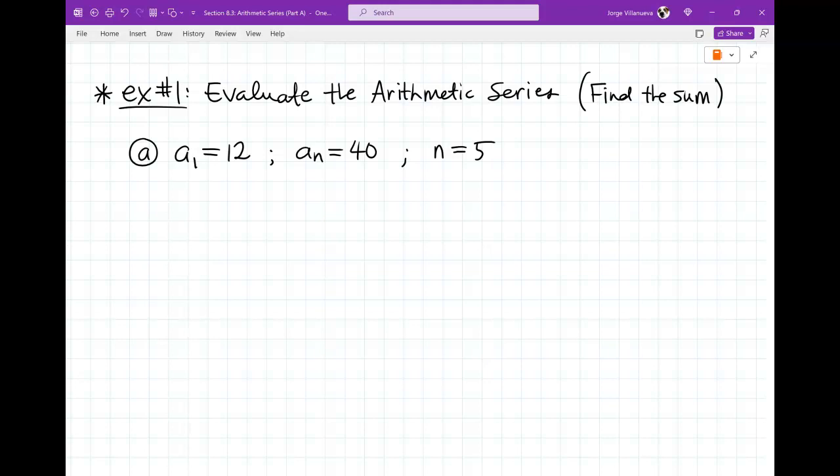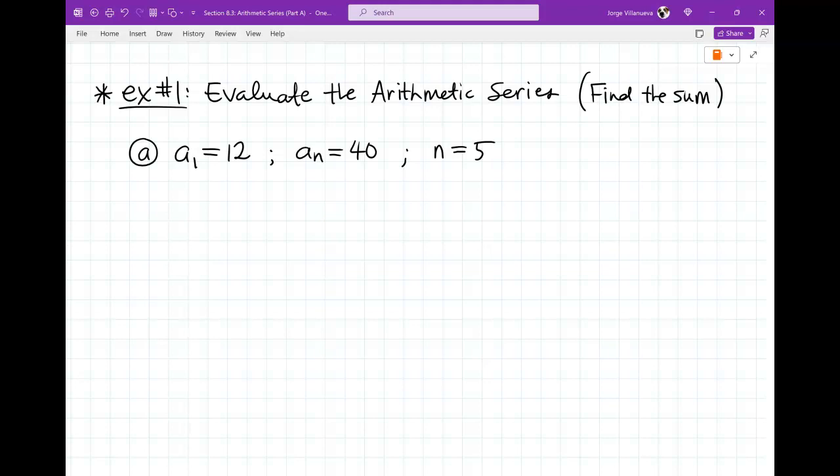So you're going to start with 12. You're going to end with 40. And in between, there's 3 more terms because they're saying you're going to add up 5 terms. A sub 1 is the first one. A sub 5, 40, is the last one. That's 2 of them. They want you to add up 5 of them. That means there's 3 more terms in the middle that have to be added together to find the sum.